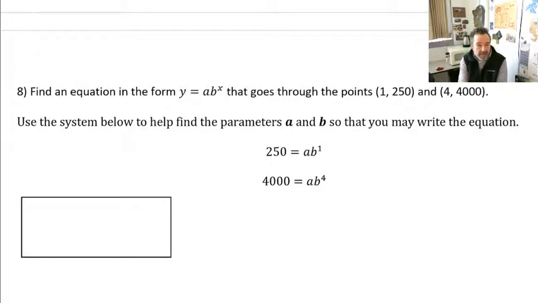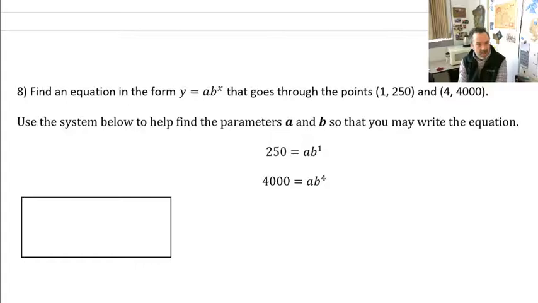We are asked to find an equation in the form y equals ab to the x power. So we know that's an exponential curve, and I believe that the x-axis is an asymptote for that curve. And it has to go through 2 points. When x is 1, it should return 250. And when x is 4, it should give me back 4,000.